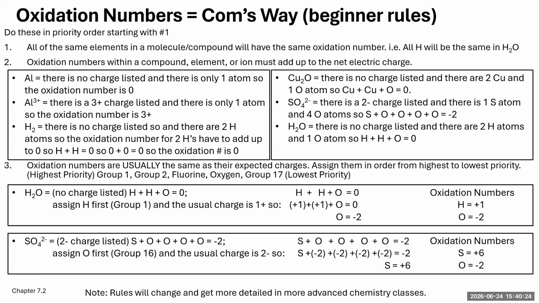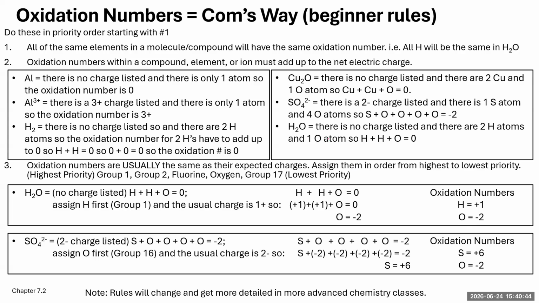Remember, do all these in priority order, starting with number 1. All of the same elements in a molecule or compound will have the same oxidation number, but all the hydrogens will be the same in order. Oxidation numbers within a compound, element, or ion must add up to the net electric charge.